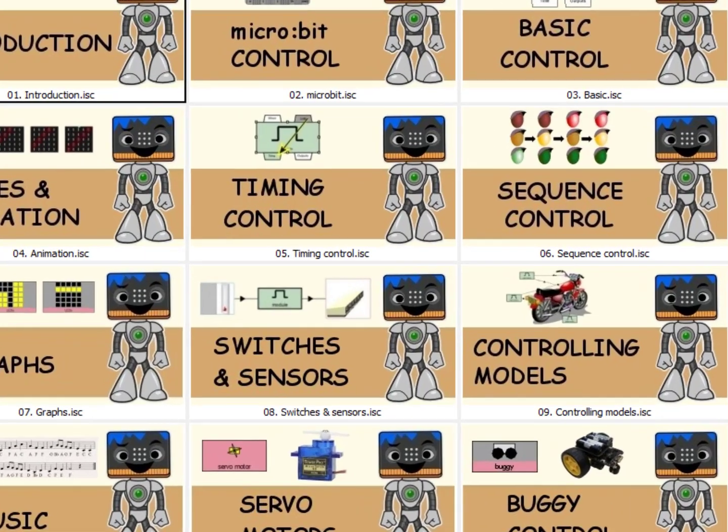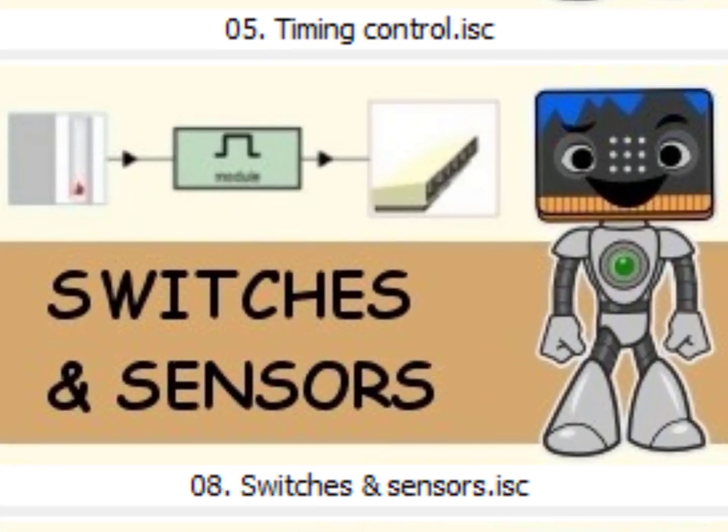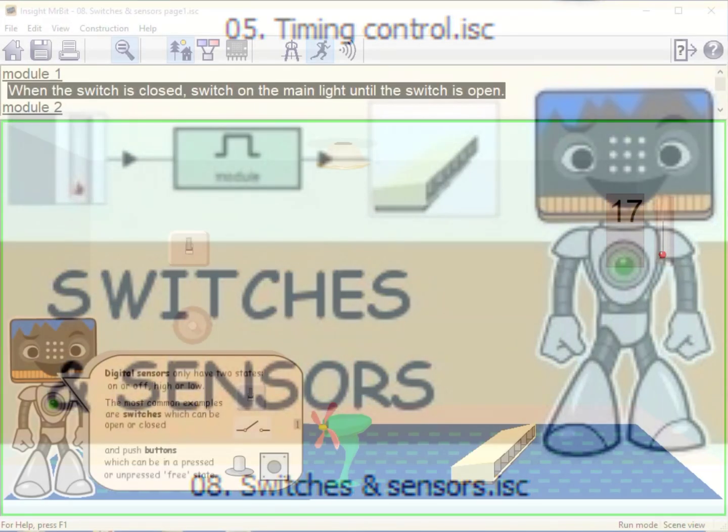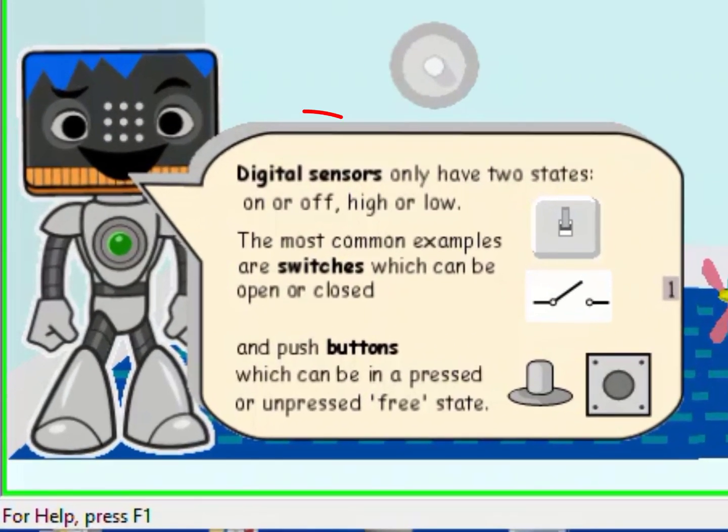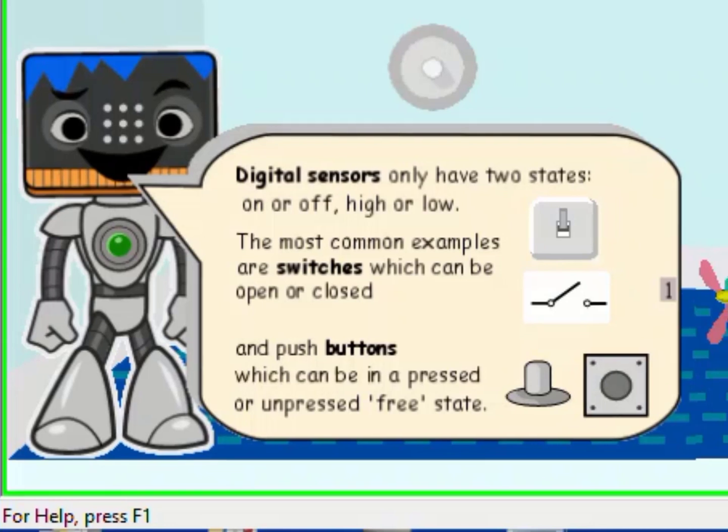This tutorial explains the properties of digital and analog sensors and shows how they can be used with the BBC microbit. The special property of digital sensors is that they only have two states, on or off, high or low. The most common examples are switches, which can be open or closed, and push buttons, which can be in a pressed or a free state.